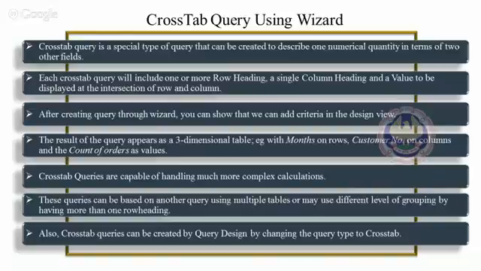Cross-tab queries are capable of handling much more complex calculations. So these are very powerful queries, and of course they can also be based on another query using multiple tables, or may use different levels of grouping by having more than one row heading. Also, cross-tab queries can be created in query design just by changing the type to cross-tab.